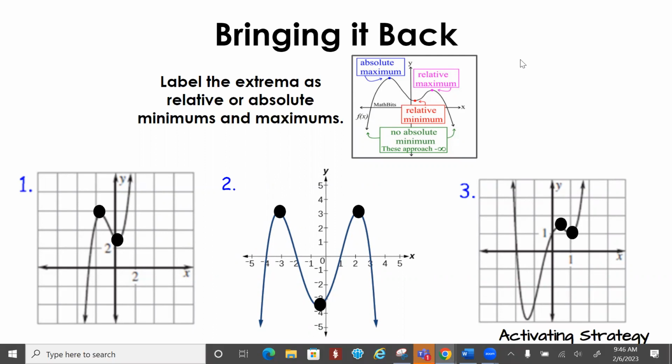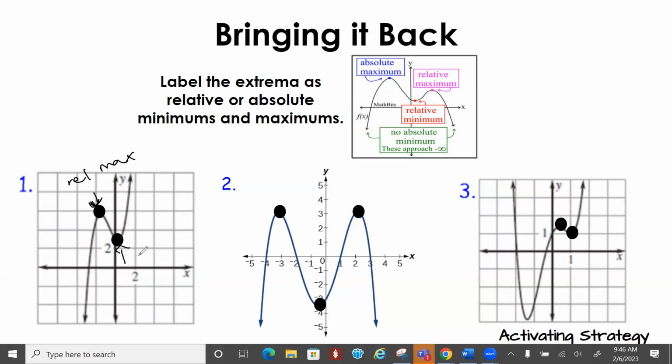So this is the last lesson before we take our test. Okay, so label the extrema as relative or absolute minimum and maximum. Remember, extrema is just a fancy word for min or max. Okay, so coming back over here, what is this dot right here? Relative maximum. Why is it relative, not absolute? Okay, it goes up forever, so no, it's not absolute.